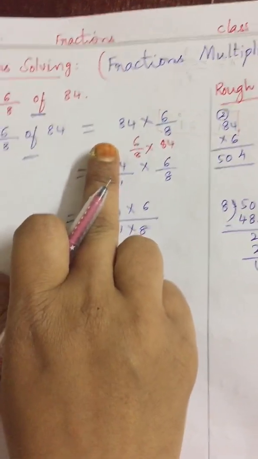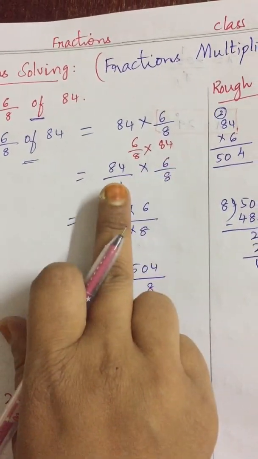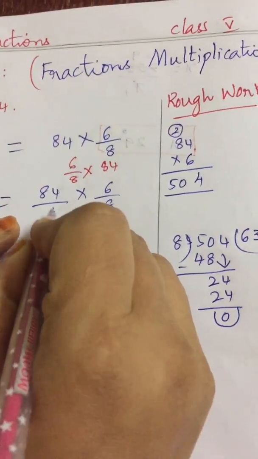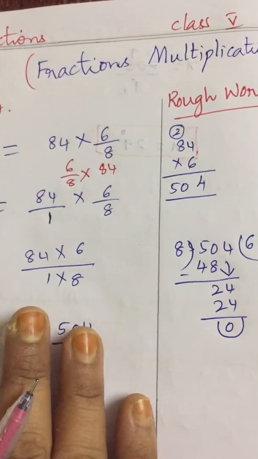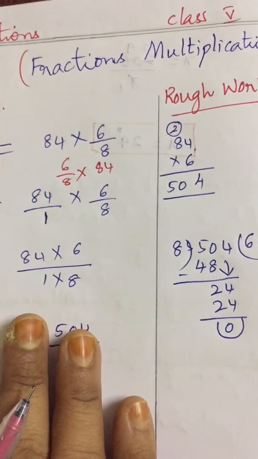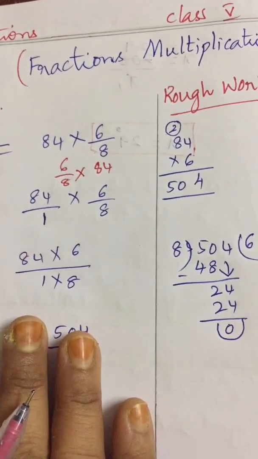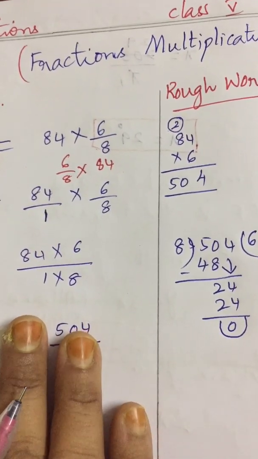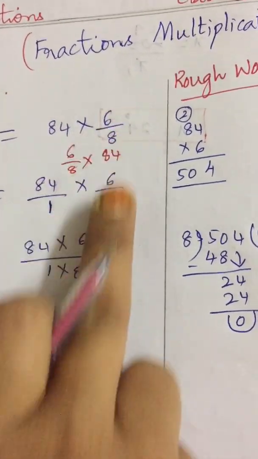So 84 is not a fraction. So how do we multiply a fraction with a whole number? We can write 84 as 84 by 1. Always remember, children, when a simple number is there and we want to write it as a fraction, only 1 you can write in the denominator. 84 is nothing but 84 by 1, like 7 is nothing but 7 by 1. So I am writing 84 as 84 by 1 into 6 by 8.